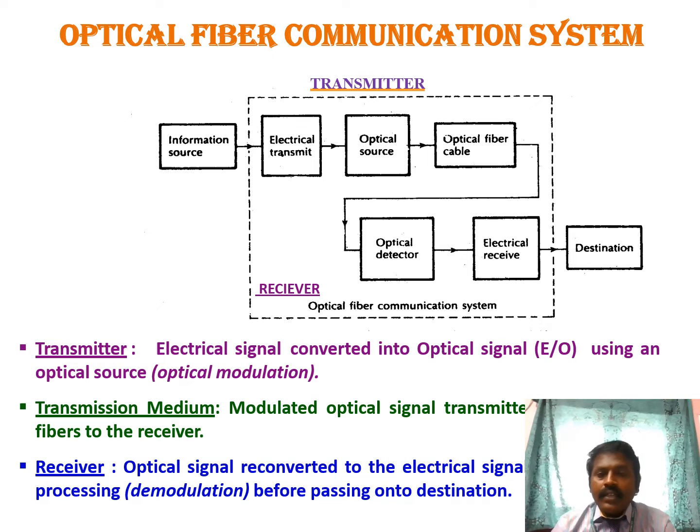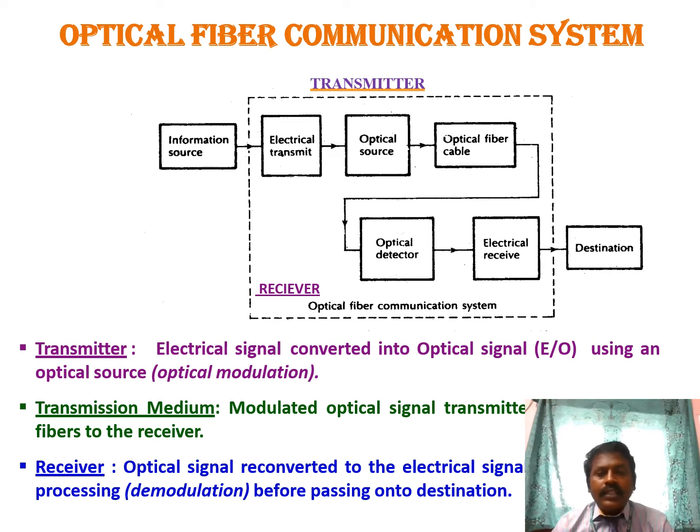Then from the optical detector, the optical signal is converted to electrical form. This electrical signal is received by the receiver at the destination side. So this is our general optical fiber communication. From the transmitter side, the electrical signal is converted into optical. This optical signal is carried by the optical fiber as a medium. On the receiver side, the optical signal is converted back to an electrical signal, which is received by the receiver at the destination. Now you can understand the difference between a normal communication system and an optical fiber communication system.